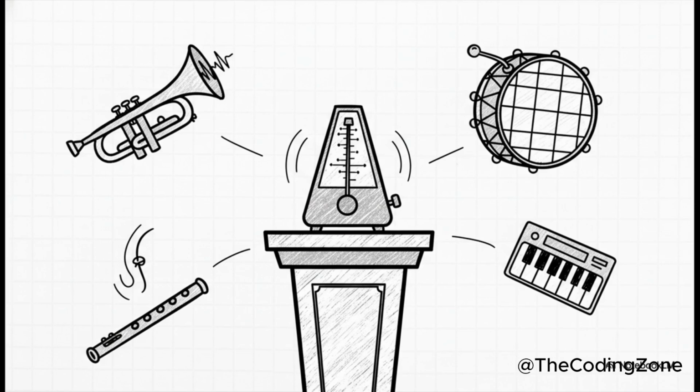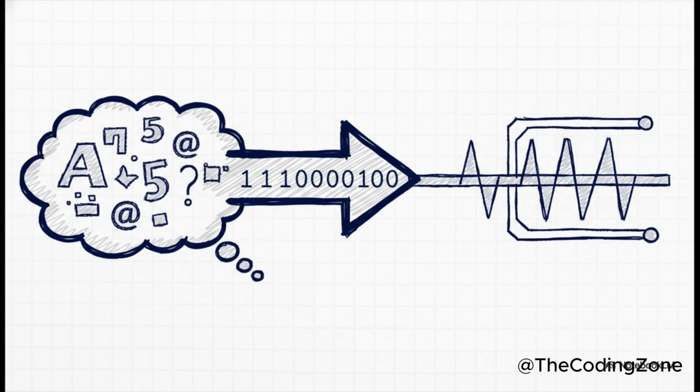So, and this is the crucial takeaway. The clock is like the conductor of a digital orchestra. It's not playing an instrument itself, but it is making sure every other part of the circuit plays its note at the exact right time. It keeps the entire system in perfect harmony. And just like that, we've gone from this abstract idea of data to a physical reality, a precisely timed electrical language of ones and zeros that honestly forms the foundation of all modern computing.